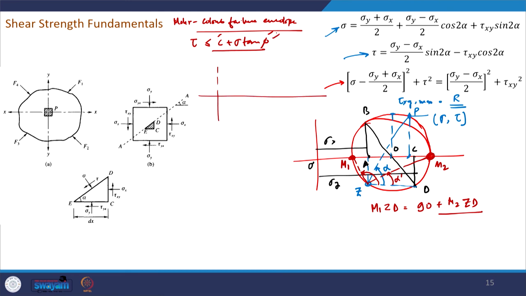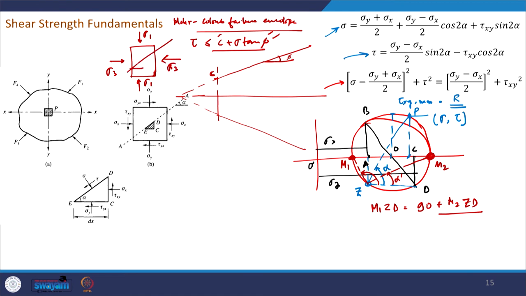This is the equation of a straight line. Let us say this is the value of c. Corresponding to this, I can draw a straight line. Similarly, I will have a straight line on the other side. So, this is phi and this is the value of c. Here I am talking about a stress condition which is very similar to the triaxial test. In the triaxial test, we are applying a value of sigma 1 here and a value of sigma 3 here, and we are trying to see at which particular plane the failure takes place.